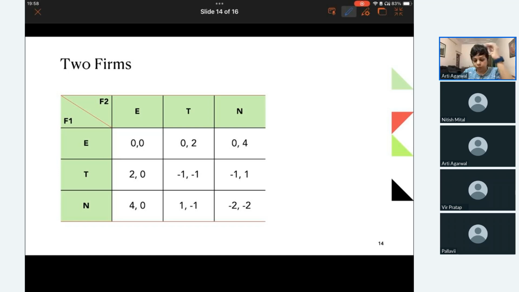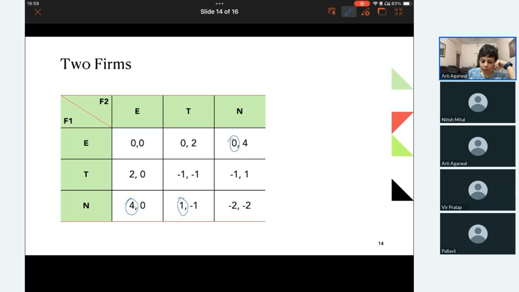We now mark what happens in the case of a pure strategy Nash equilibrium. Is there a pure strategy Nash equilibrium? If F2 is playing E, my payoff is highest for N. If F2 is playing T, my payoff is still highest for N. If F2 is playing N, then my payoff is highest for E. Then I'm better off exiting now itself, right?